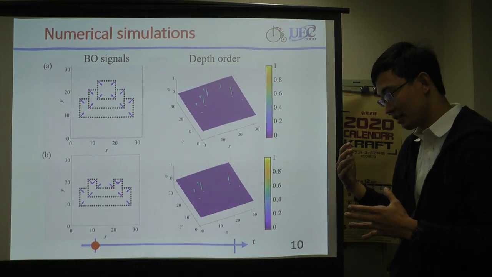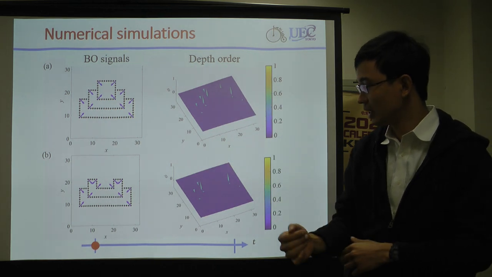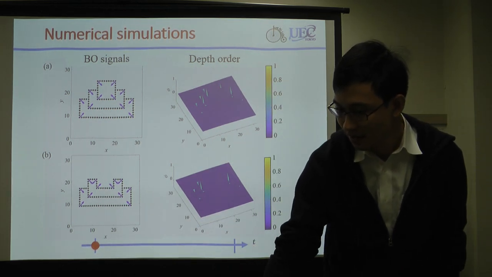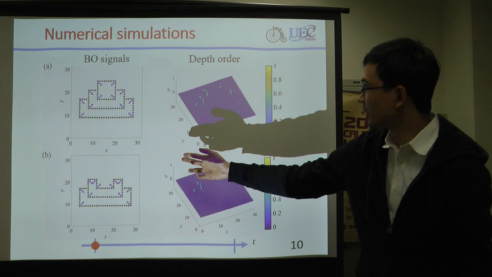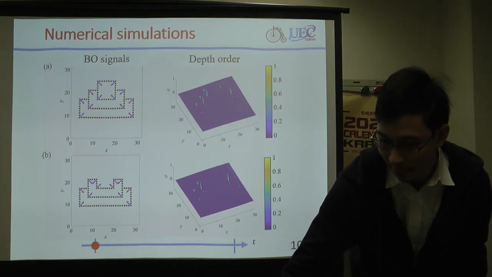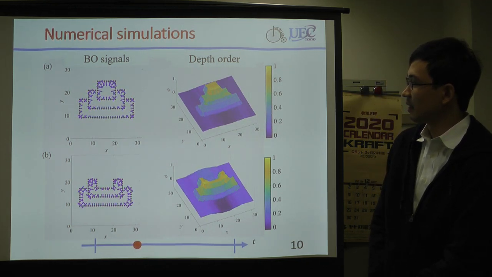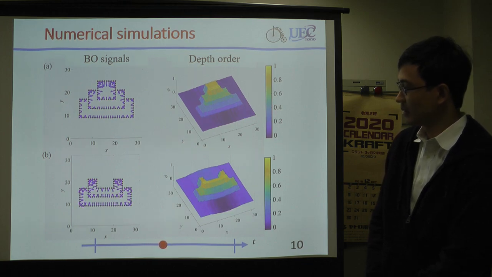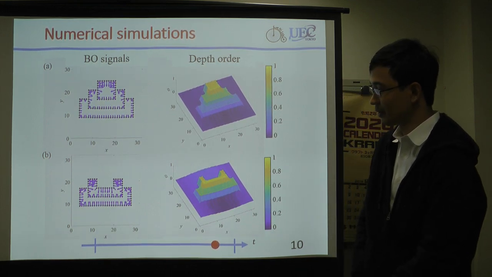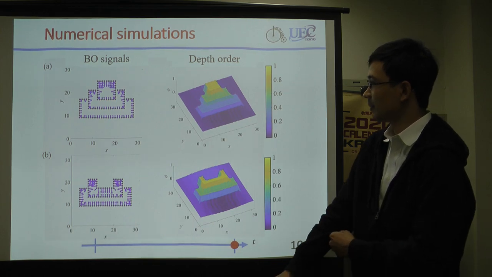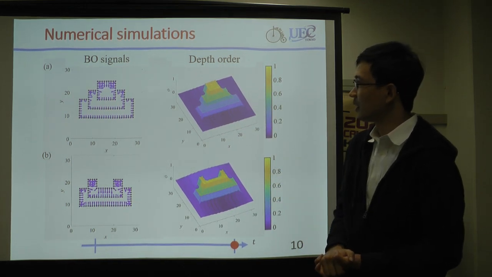So if we apply our model, the update rule, to this image, what we get is the evolution of the border ownership signals. Let me play this once. As you can see, the vectors slowly realign themselves to point towards the occluding object. And at the same time, you can see depth order change according to how we actually perceive the object.